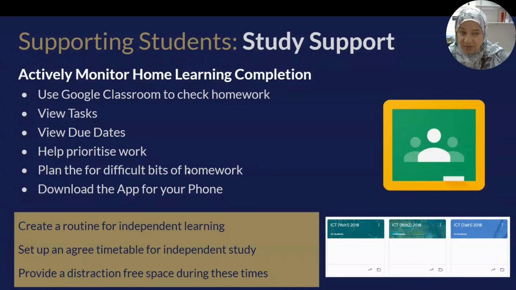So if they're going to do an hour a night, maybe half an hour of that will be one subject, and half an hour on another subject. Maybe they don't have to attempt to do all of their homework on the same night, because as they get older, the homework will get longer and more in depth, and sometimes it might not be possible to complete it in one evening. So setting up an agreed timetable of study is a really, really good idea.